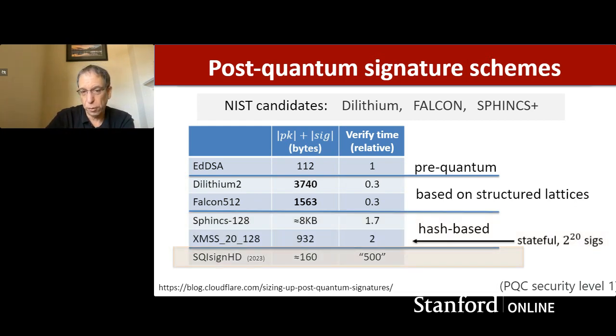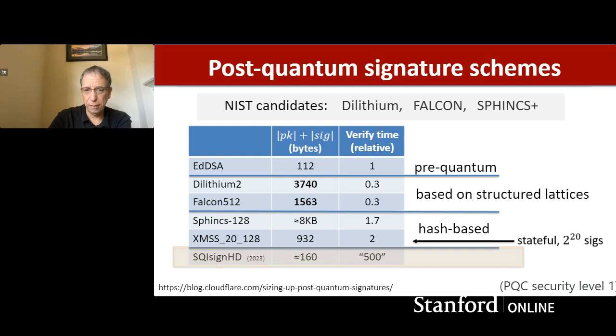And finally, I wanted to mention the last category of post-quantum signatures. These are post-quantum signatures based on what are called isogenies. Again, this is a paper that just came out in 2023. It's called SQIsign HD, where the signatures are actually not that bad. It's 160 bytes, so getting close to the pre-quantum levels. But of course, verification time is actually quite terrible. You can see it's like 500 times as long to verify these signatures. So these are problematic, but not because of the length, but because of the time.